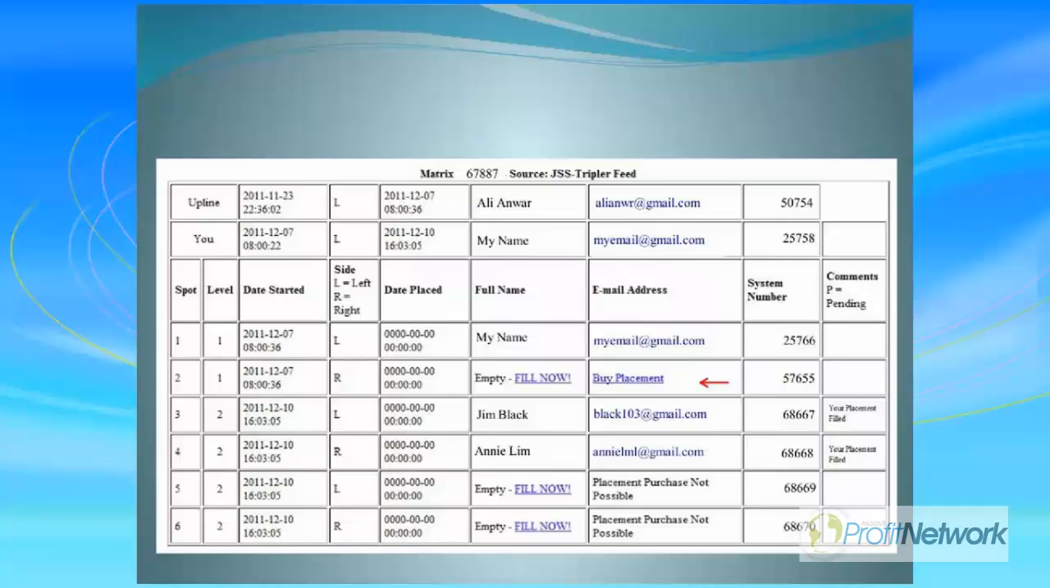If you look at the top left, you have your upline, then you have you, which is that first position. Then you have the 6 positions underneath. If you look on the left, it's 1, 2, 3, 4, 5, 6. All those positions need to be filled in order for that PC panel to cycle, and then you earn that $60. This PC panel number is 67887. You can see these are filled up. The positions that are filled are the ones that actually have the email address in them.